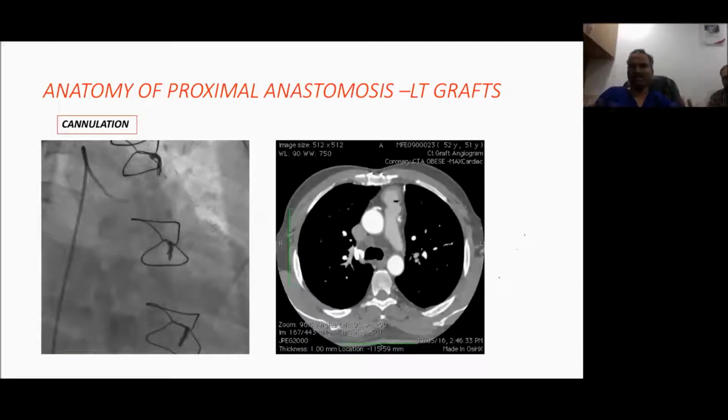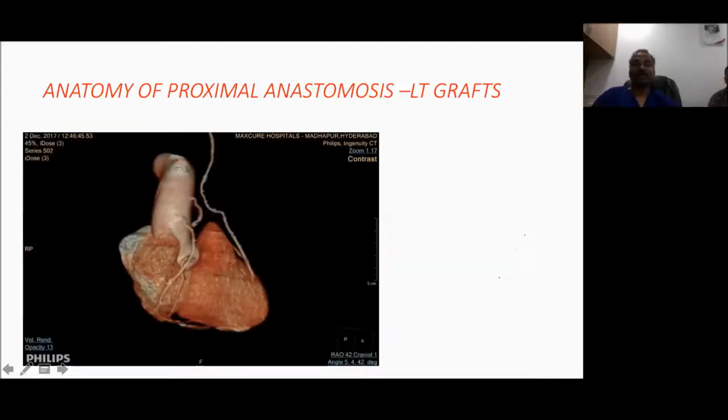So you don't need much manipulation of the catheter. Use this simple technique. Most of the time it will be successful. So this is how understanding the anatomy of graft location makes your cannulation job very easy.